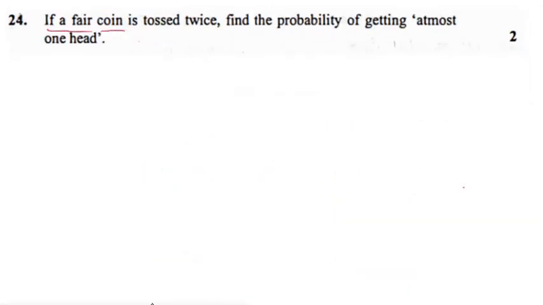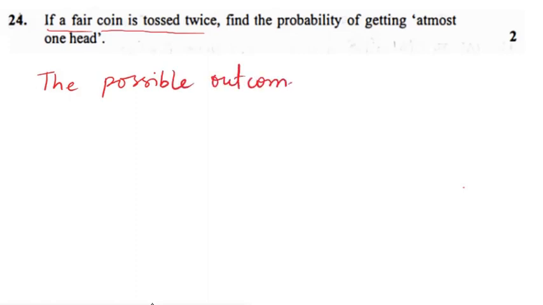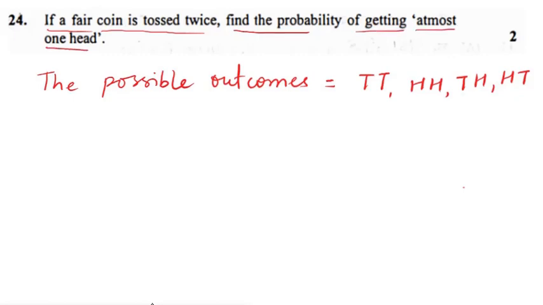If a fair coin is tossed twice, first of all write all the possible outcomes. The possible outcomes when a fair coin is tossed 2 times or twice will be TT, HH, TH or HT. Now find the probability of getting at most one head, means maximum one head we want.